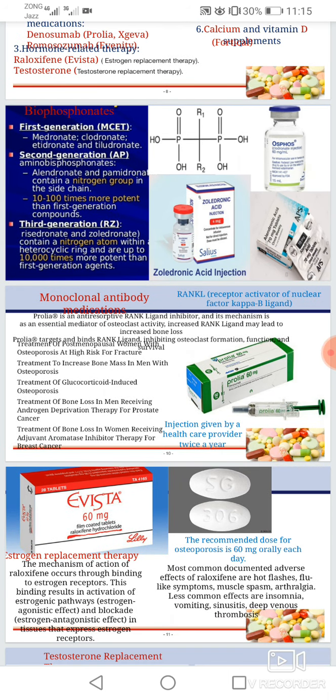So bisphosphonates. There are three generations of bisphosphonates: first generation, second generation, and third generation. First generation bisphosphonates are medronate, clodronate, etidronate, and tiludronate. Second generation bisphosphonates are aminobisphosphonates, which are alendronate and pamidronate. These contain a nitrogen group in the side chain. These are 10 to 100 times more potent than the first generation compounds. So then we have third generation bisphosphonates. These are risedronate and zoledronate. These contain a nitrogen atom within a heterocyclic ring and are up to 10,000 times more potent than the first generation agents.